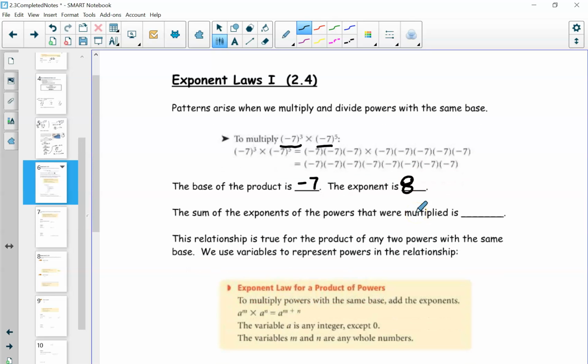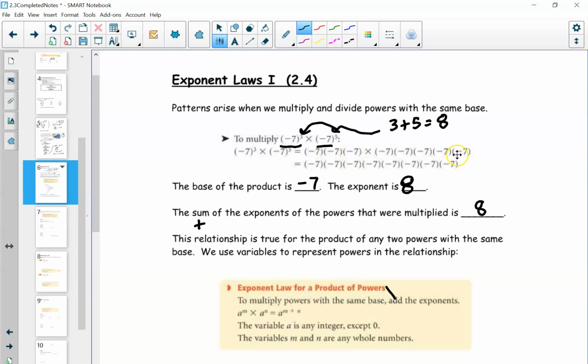So the sum of the exponents in the power is 8. Sum is addition. Look at the number of -7s. There's 8 of them. But look at our original question. We've got a 3 here, and we've got a 5 there. So if we look at our exponents when it comes to multiplication, we get the right answer by adding them. So that makes it so much easier to find the answer in these.